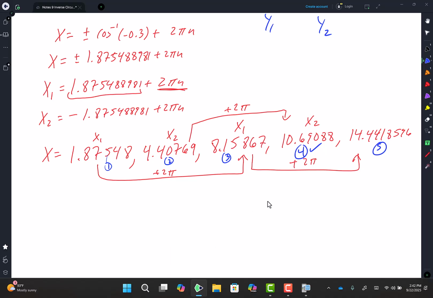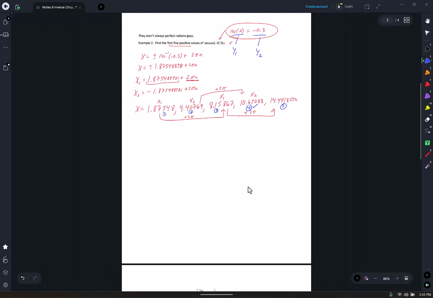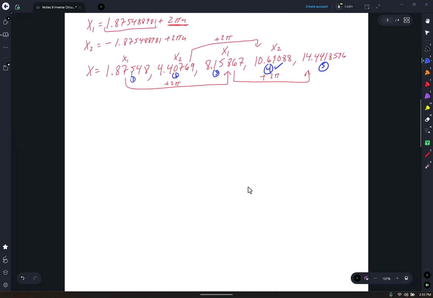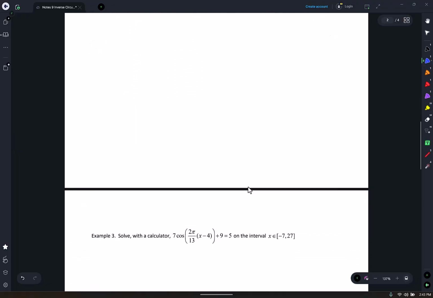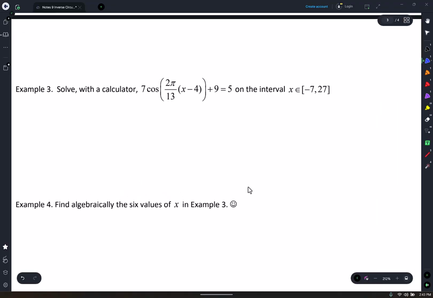Okay. Are we okay? All right. You think you got it? Oh, why is there so much white space? I guess I thought I was going to use more. All right. Here we go.